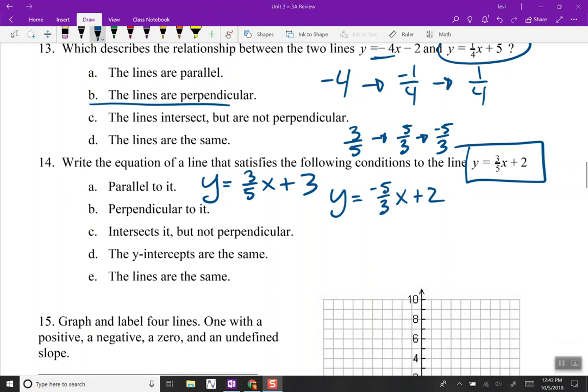C, intersects but not perpendicular. So that's going to be any equation that has a different slope. So y equals, and just change it. Instead of 3/5, we could be anything we wanted to. So how about 2/5 x plus 2?